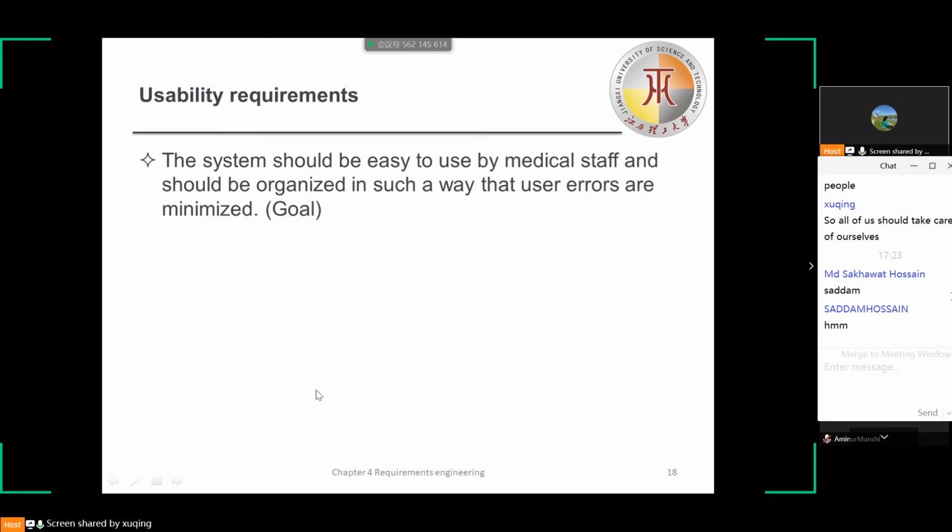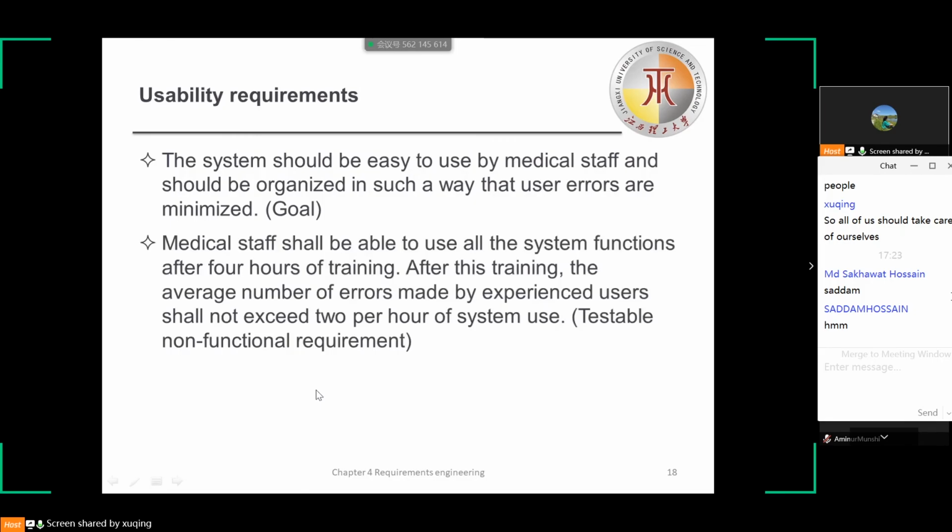Perhaps it is impossible to objectively verify the system goal, but in some description, we can at least include software instrumentation to count the errors made by users when we test the system. For example, here, we may change this general goal into this one. Medical staff shall be able to use all the system functions after 4 hours of training. Here we have something to quantify easy to use. After this training, the average number of errors made by experienced users shall not exceed 2 per hour of system use. Here, this part is to explain user errors are minimized.